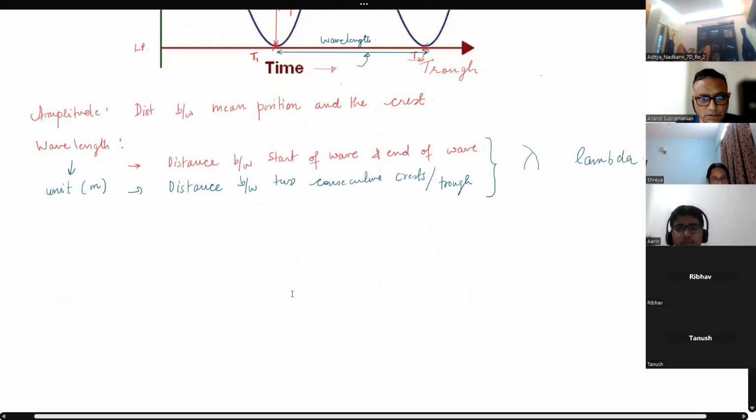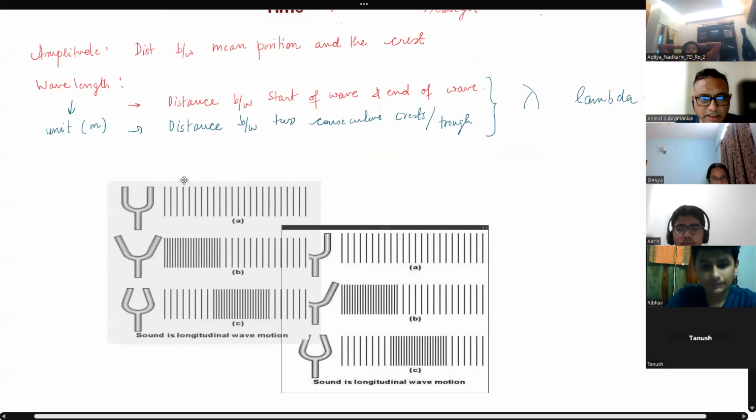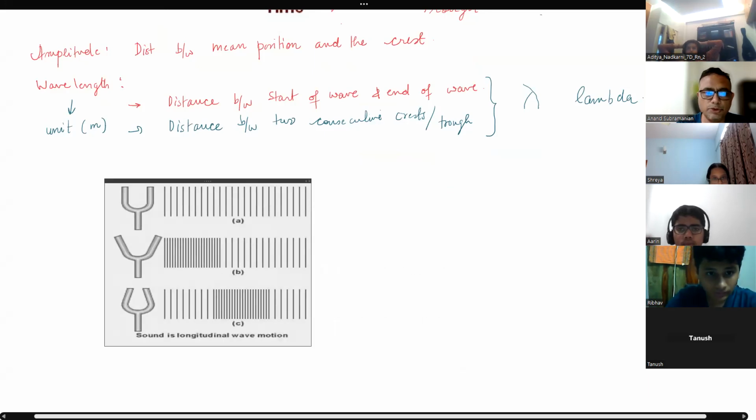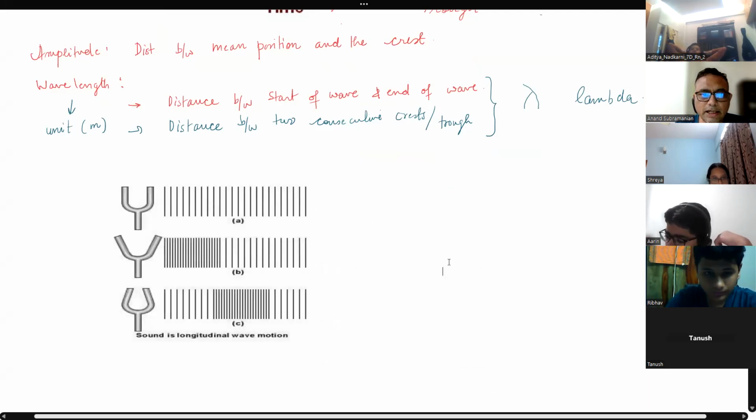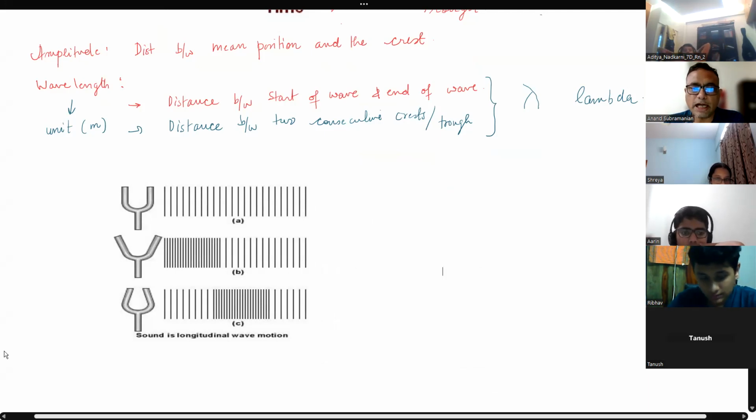Can you explain what lambda is again? Lambda is nothing but wavelength, and its unit is meter. What is lambda? It is the distance between two consecutive crests, that is the peak points, or two troughs, or the bottom points, or starting to ending.